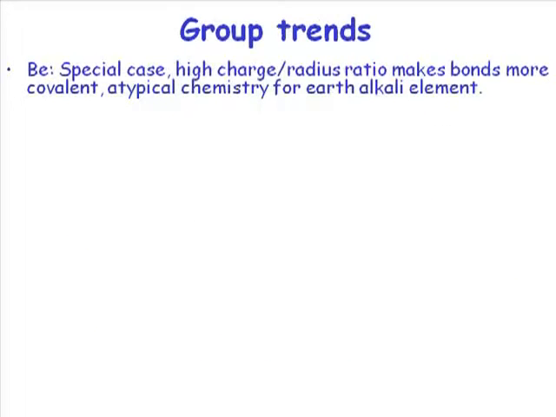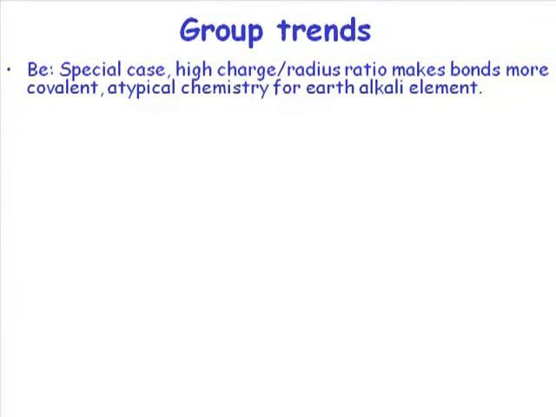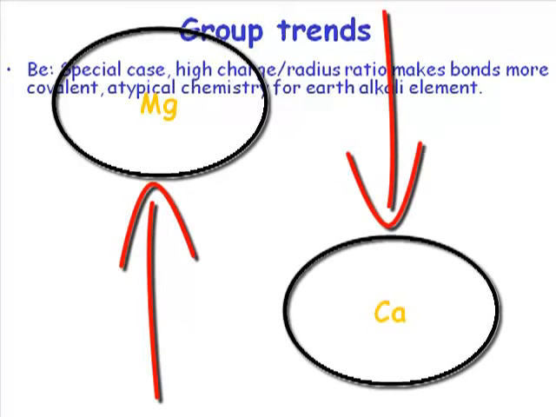Group trends. Well, the second period elements are actually often a little bit anomalous when we're talking about the general pattern of chemistry of the group. So what I'm saying there is that beryllium is not that representative of all of group 2 chemistry. If you want an element that is representative of group 2 chemistry, then choose magnesium or choose calcium.